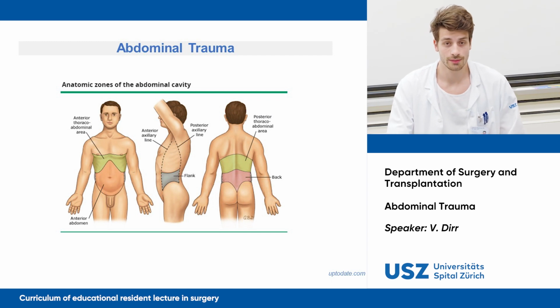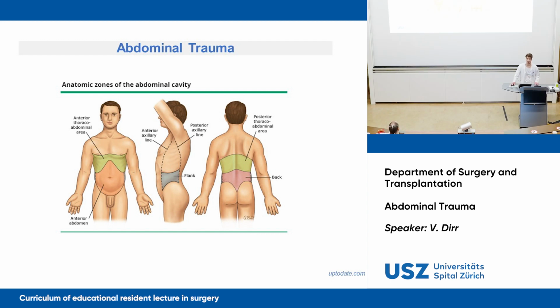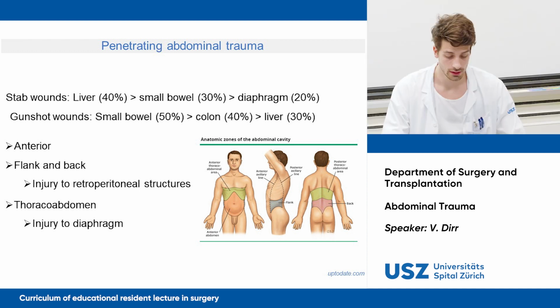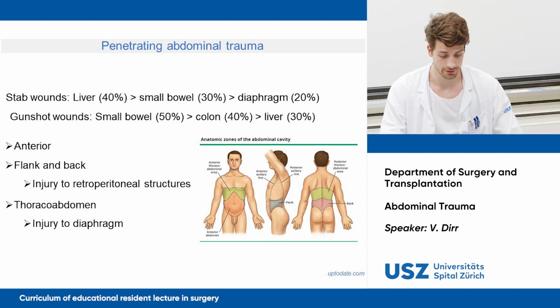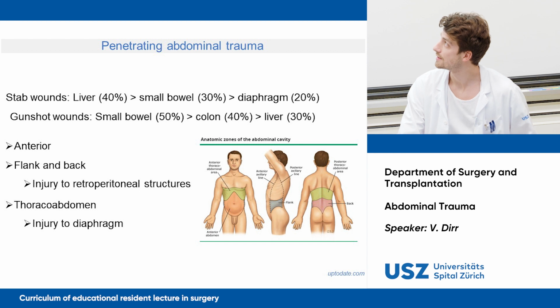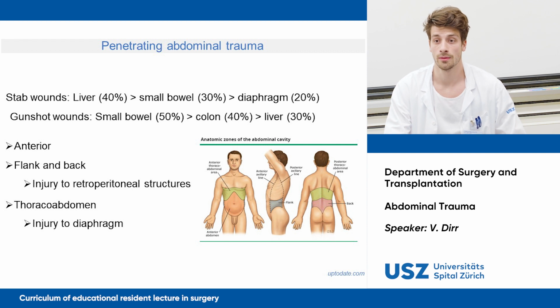The anatomic zones of the abdominal cavity can be divided into the anterior thoracoabdominal, the anterior abdomen, the flank, and the back. We can differ between a penetrating abdominal trauma and a blunt abdominal trauma. In case of penetration, stab wounds are the most frequent ones, where liver, small bowel and diaphragm are frequent organ injuries. Gunshot wounds are not so frequent here in Switzerland. They're more frequent, for example, in the United States of America. They can be divided into an anterior, flank, and back. In these cases, we have injury to retroperitoneal structures, or the thoracoabdomen, where injuries to the diaphragm might occur.